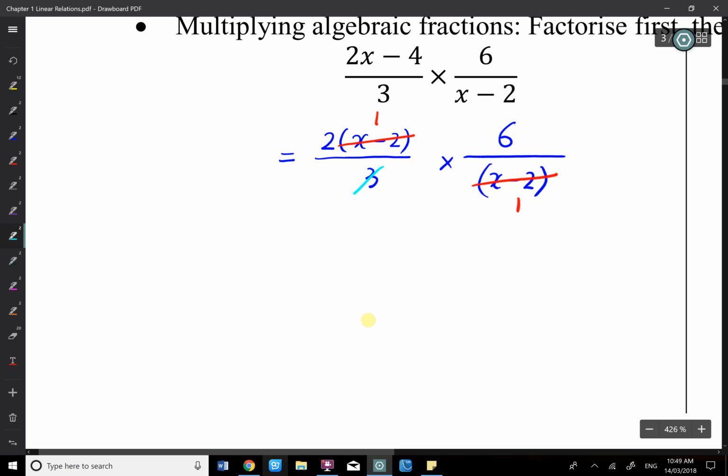Anything else on the denominator and numerator that can be cancelled becomes a 2. After we do that, we can see what has been left on the numerator. We have a 2 here times another 2. That becomes a 4. The denominator is just 1, so we don't have any denominator. So 4 is the answer.